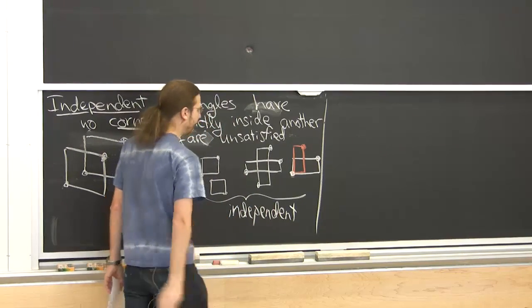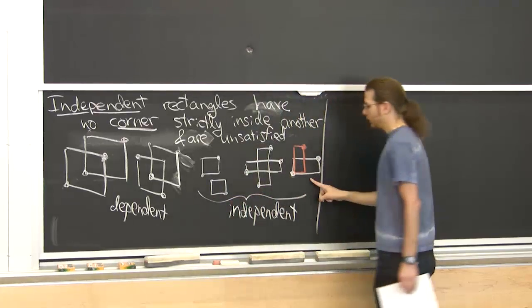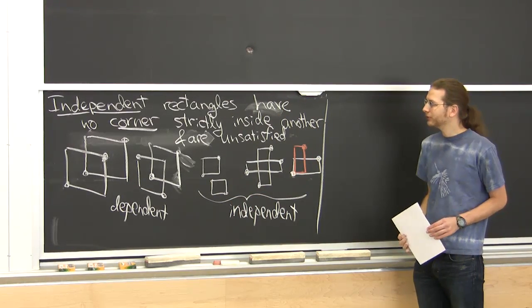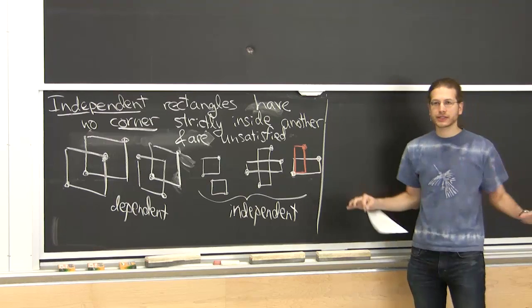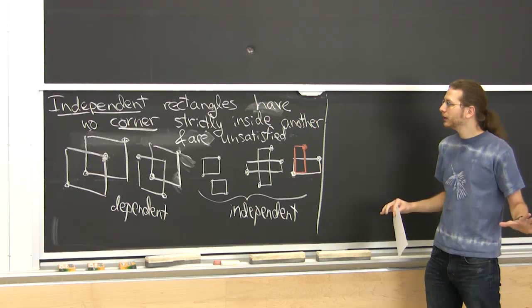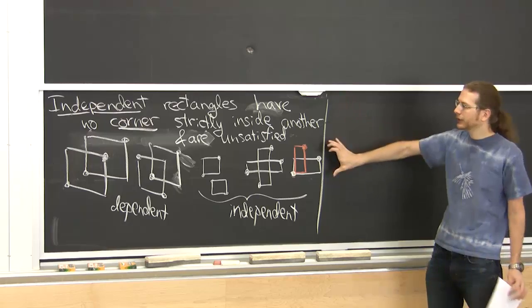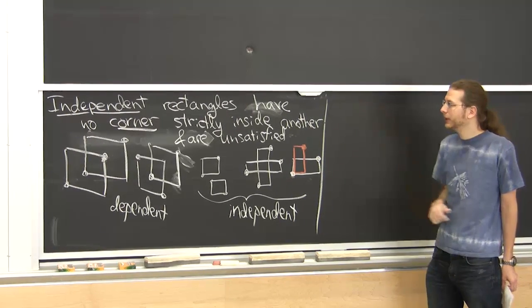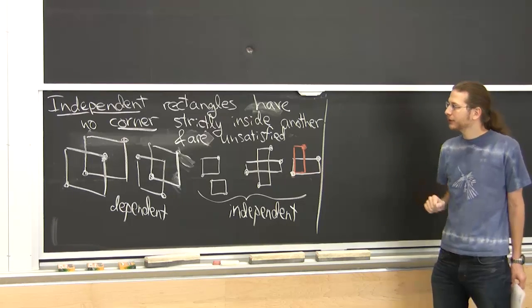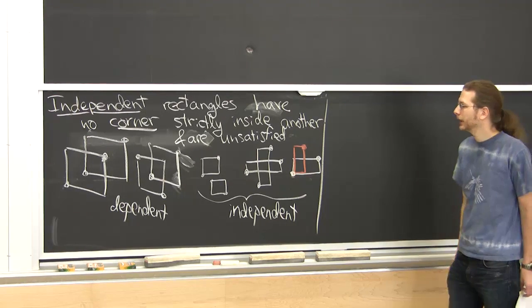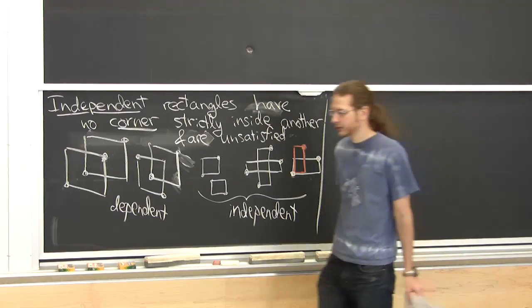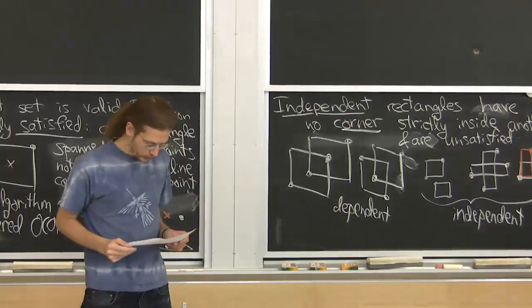Last case is independent. All right. So this is a definition. If I give you a set of rectangles, they're independent if they're pairwise independent. No corner of any rectangle is strictly inside any other rectangle, and there are no points of those rectangles that are inside others. Okay, cool.